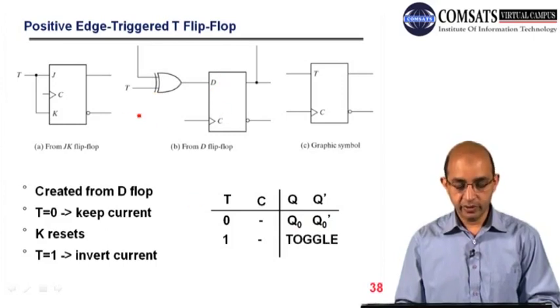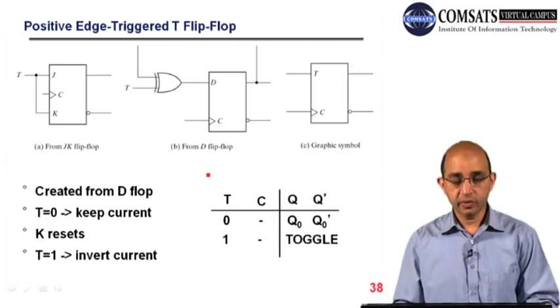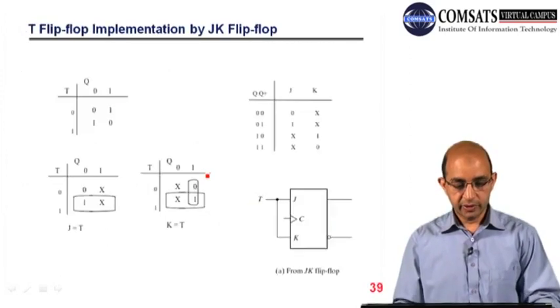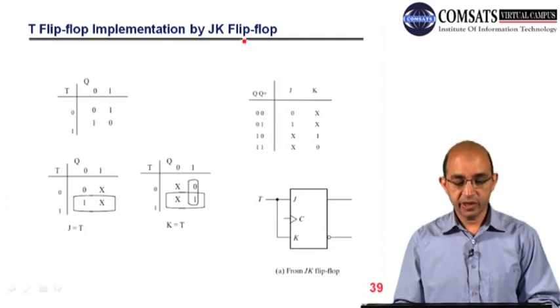So if we look at the table, here we have T 0, Q naught bar, and whenever T is 1 we will have a toggle. It means if we have Q1 it will toggle to 0, if we have Q0 it will toggle to 1. So rather than using a 2-input JK flip-flop, now we have a 1-input flip-flop in order to achieve the toggle. So this is somewhat different. So this is the T flip-flop implementation by JK flip-flop.